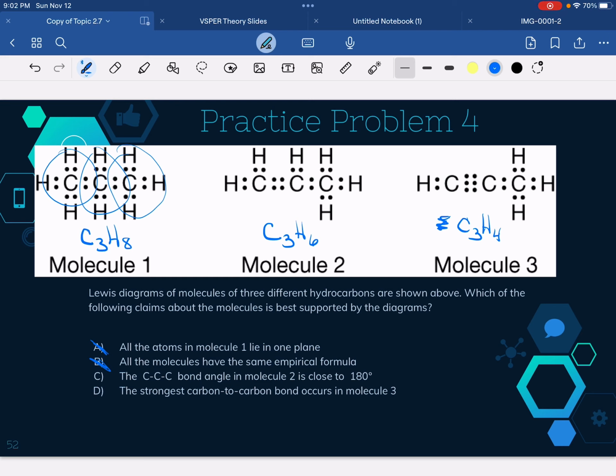The carbon-carbon-carbon bond angle in molecule 2 is close to 180. So if we look, this would be our central atom. On this central atom, we have a trigonal planar arrangement. We have a single bond and a double bond. So this would be 3 bonds, 0 lone pairs, and that is trigonal planar. And trigonal planar, we know, has 120 degrees. And the strongest carbon-to-carbon bond occurs in molecule 3. This is a triple bond. Okay, so the answer here would be D.